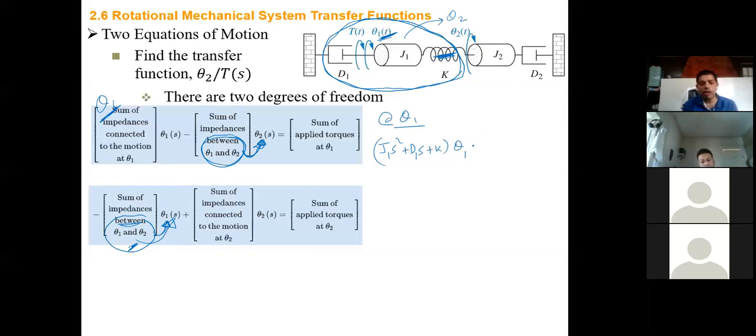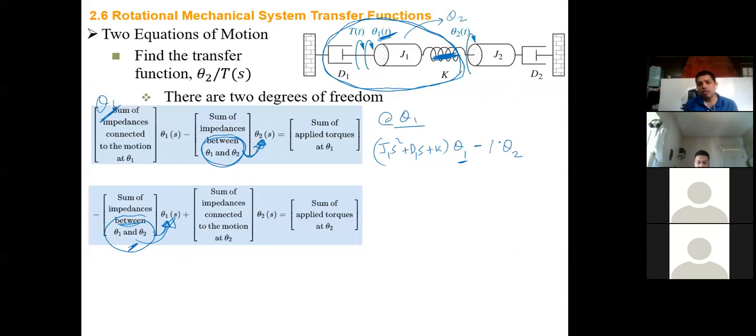Thank you. So then what next? Minus. Remember? Is it J2 S squared and then D2 S? No. Okay, so we are done with theta 1. Now we have to do theta 2, right? For theta 2, this is the in between. So because we are at theta 1, what is the thing between theta 1 and theta 2? I see. Okay. Just K. Just K, right? In between?